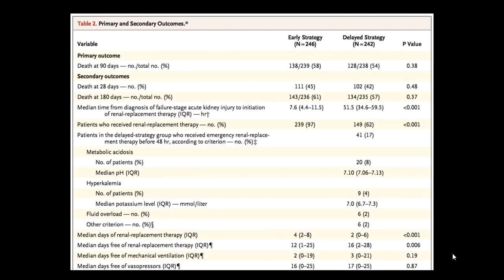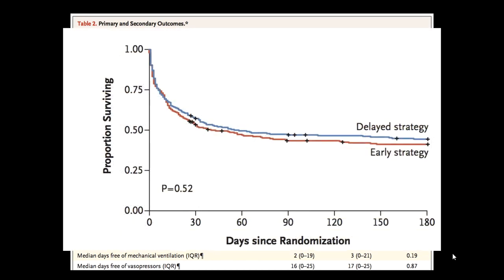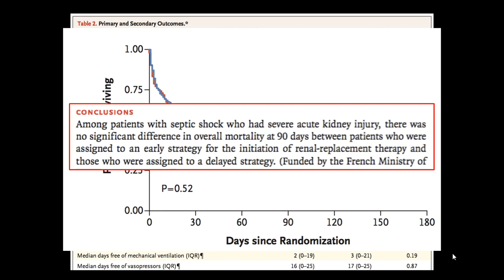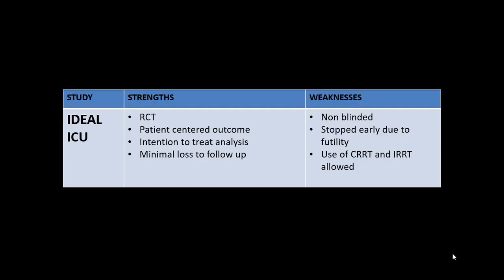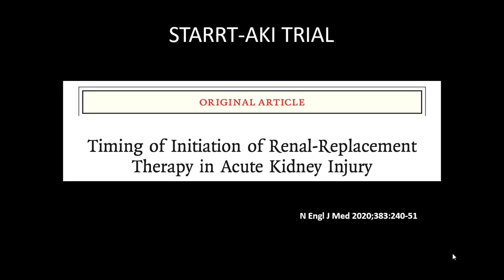What they found was it did not differ whether you are doing early or delayed. There was no difference in mortality and death at day 90 or even at day 28 or day 180. Other organ failure days were also not less, and it did not make any difference even if you're delaying your RRT in these patients. They concluded that in patients with septic shock and acute renal failure, there was no significant difference in overall mortality at 90 days between patients who were assigned to an early strategy or to a delayed strategy. There were strengths and weaknesses.